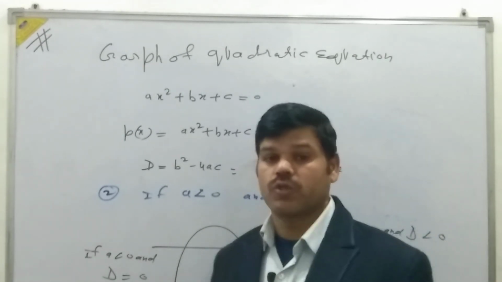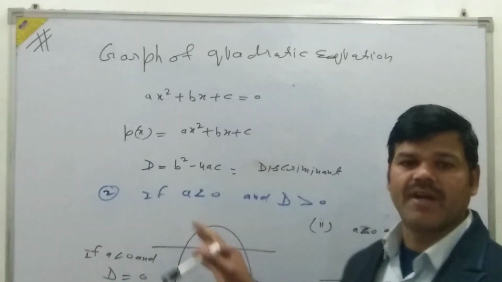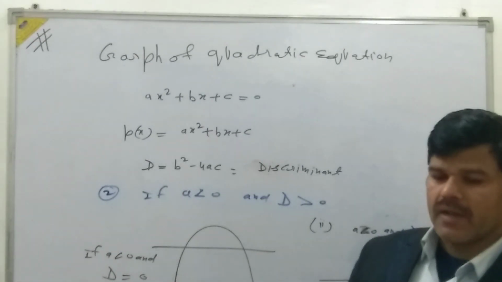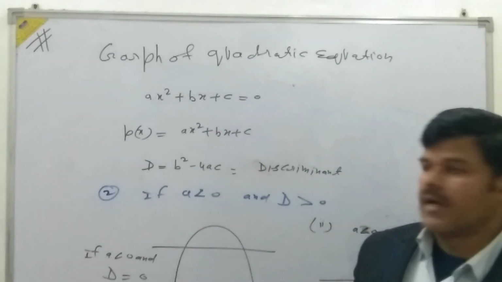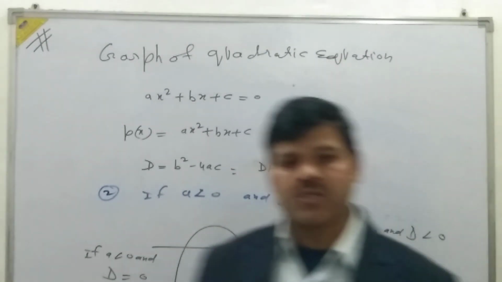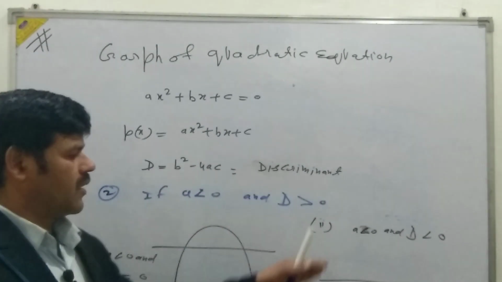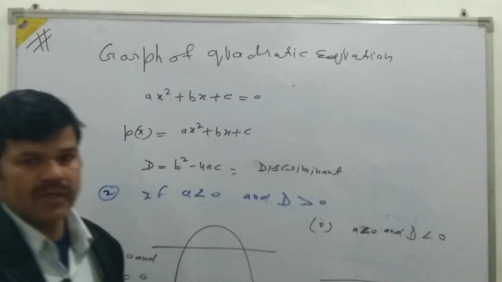So the graph depends upon the leading coefficient. If the leading coefficient is positive, the graph will be an upward parabola. If the leading coefficient is negative, the graph will be a downward parabola. And it also depends upon the roots, whether they are equal, real, or imaginary. Clear?